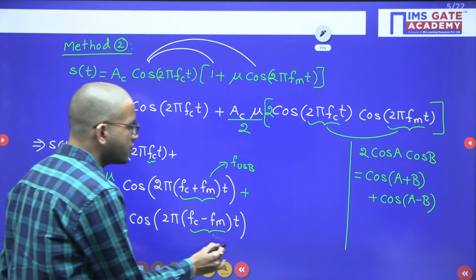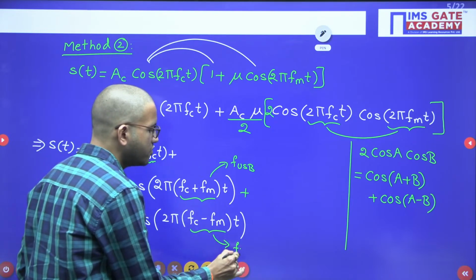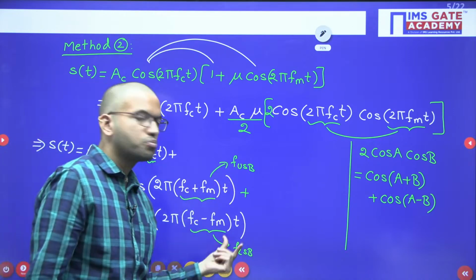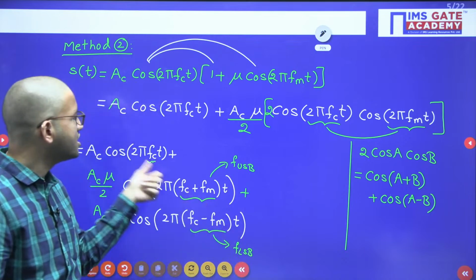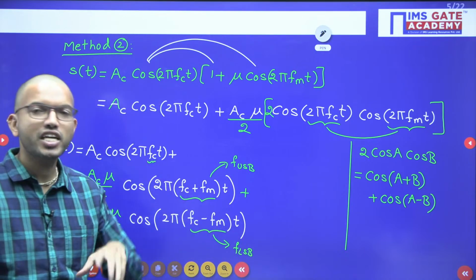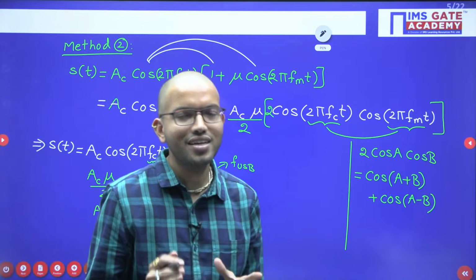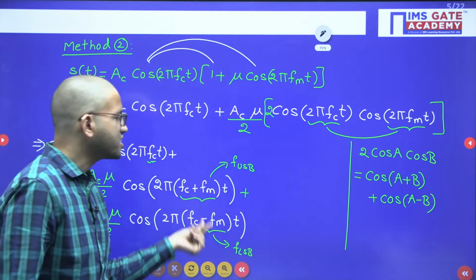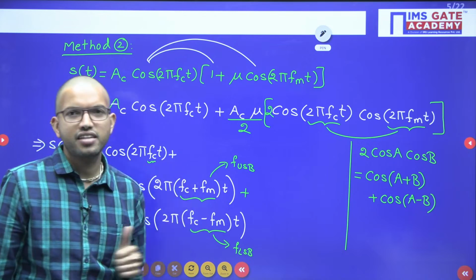Similarly, fc minus fm is nothing but the lower sideband frequency. So you are having both the sidebands and, along with that, the carrier frequency component. That is nothing but your standard equation of AM, amplitude modulation, right? You are having both the sidebands and then along with that the carrier signal, right?